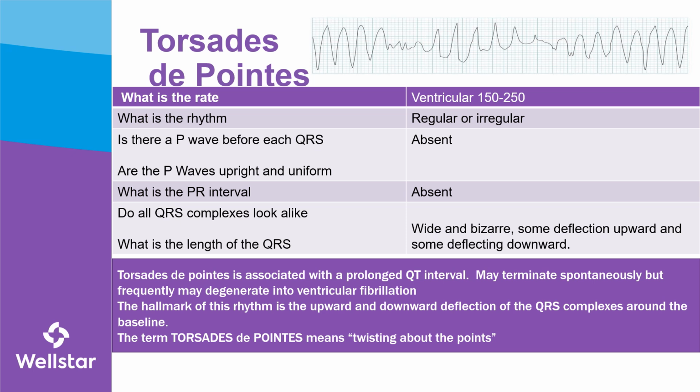Torsades is associated with prolonged QT interval, may terminate spontaneously, but frequently may degenerate into ventricular fibrillation. The hallmark of this rhythm is the upward and downward deflection of the QRS complexes around the baseline. The term torsades de pointes means twisting about the points. That is French.